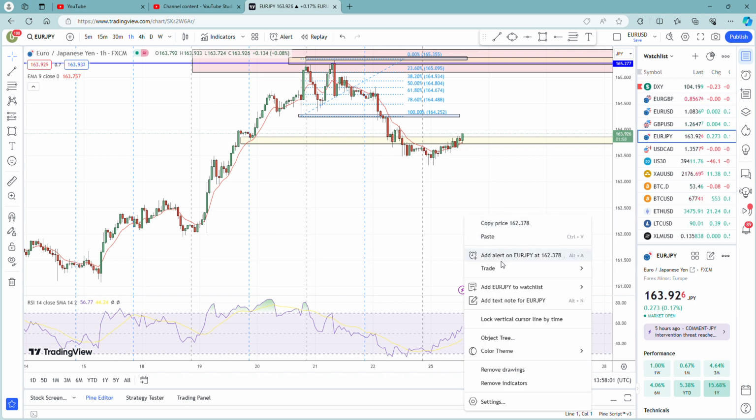I'm just going to do a quick breakdown of EURJPY. I'm going to show you how I mark the charts and also, if there is a potential trade setup, how I would do it. So let's get started.